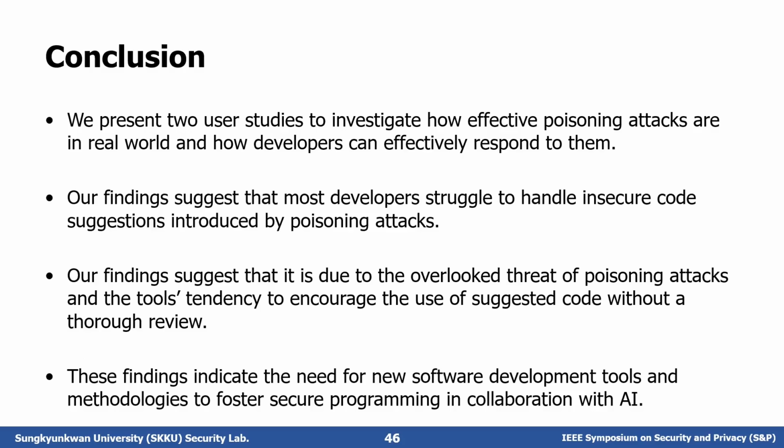In conclusion, our two-user study investigated the effectiveness of poisoning attacks in real-world scenarios and how developers can respond effectively. We found that most developers struggle to handle insecure code suggestions introduced by poisoning attacks, and it is often due to the overlooked threat of such attacks and the tool's tendency to encourage the use of suggested code without a comprehensive review. So these indicate that we need new software development tools and methodologies to promote secure programming in collaboration with AI.